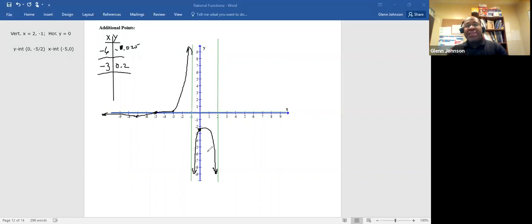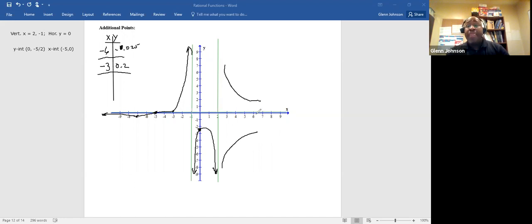Now, for the right side, we've got two possibilities here, and there's only two. Since there are no x-intercepts, it's not going to cross the x-axis. So the graph will either stay above the x-axis or stay below the x-axis, and then move towards the vertical and horizontal asymptotes. All we need to do here is figure out whether it's going to be positive or negative.